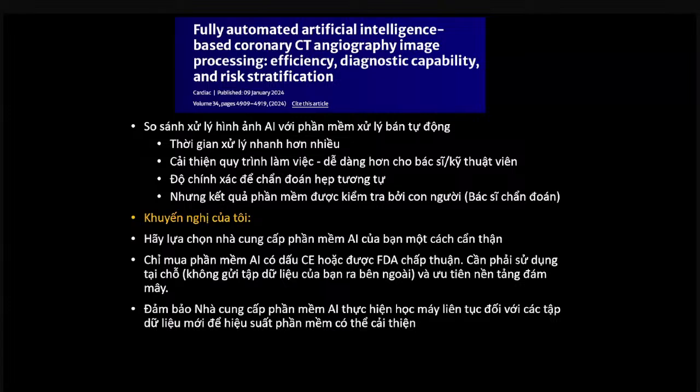So my recommendation is, if you want to buy AI software, choose your AI software vendor carefully. Buy only AI software that is CE mark or FDA approved, needs to be on site so your data sets are not sent outside your hospital, and it's better if it's cloud-based. And at the same time, you must make sure the vendor of the AI software does continuous machine learning of new data sets so that the software can be improved and upgraded.